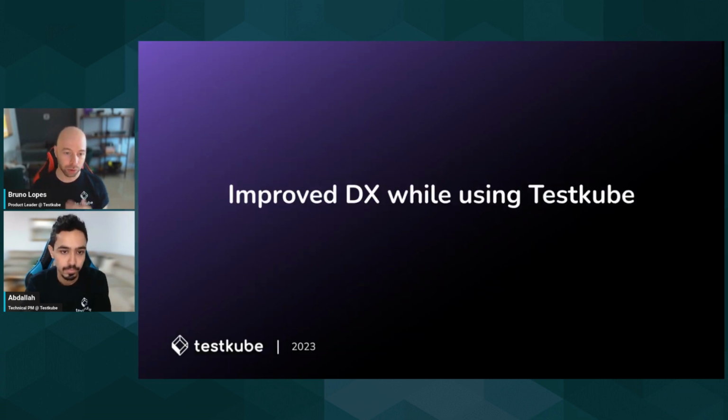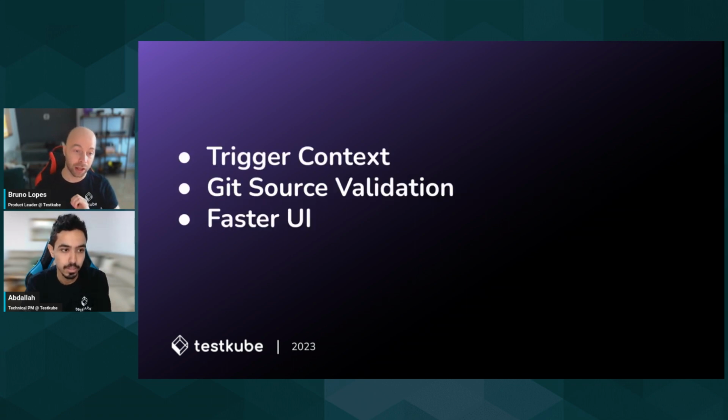So today we released a few developer experience improvements for Testkube that we are going to show you in just a bit. We also added trigger context for you. It's a way of seeing what triggered your tests. We also added Git validation for your test creation, where you'll be able to see if your tests actually have the correct setup. And we also released massive improvements for the UI.